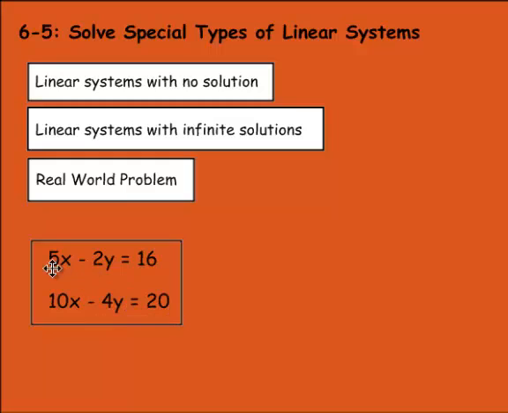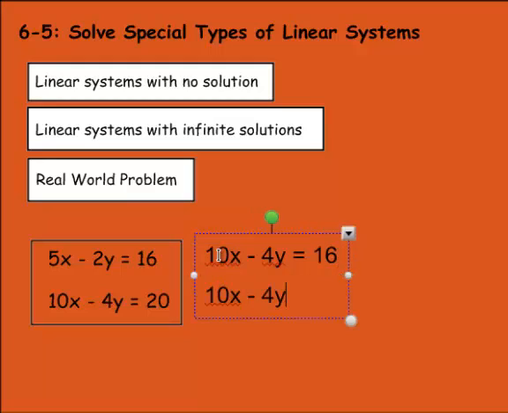Well, if we follow our multiplication rules and multiply this top line times 2, we would end up with 10x minus 4y equals 16. Then we would have 10x minus 4y equals 20. How can 10x minus 4y equal the same thing? And you're okay if this confuses you. This means that there are no solutions.